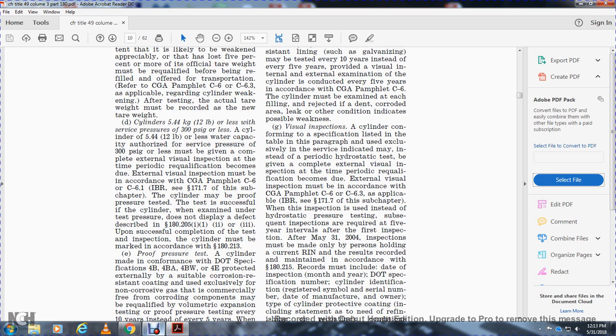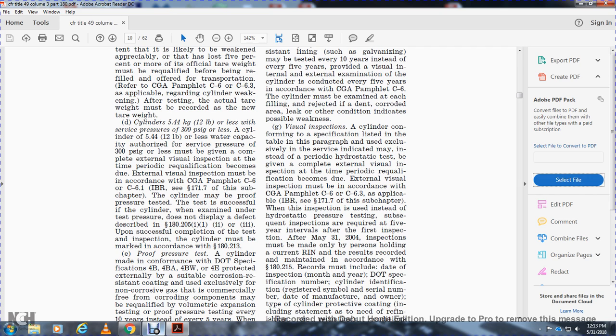Visual inspection of cylinders conforming to the specification listed in the table of the paragraph may be given a complete external visual inspection at the time of periodic requalification instead of the periodic hydrostatic test. The external visual inspection must be in accordance with CGA pamphlet C6 and C6.3, as applicable, when the inspection is used instead of hydrostatic pressure testing. Subsequent inspections are required at 5-year intervals after the first inspection.